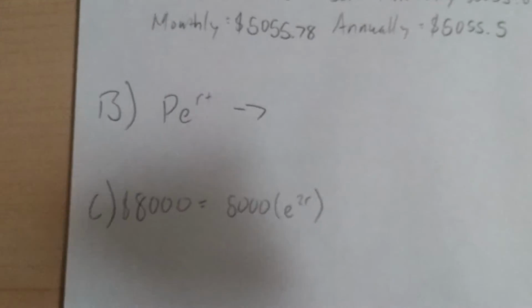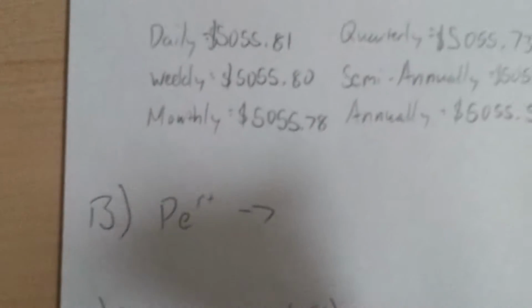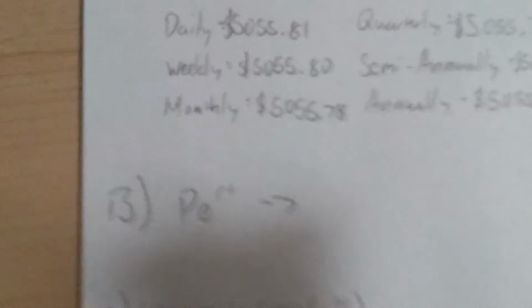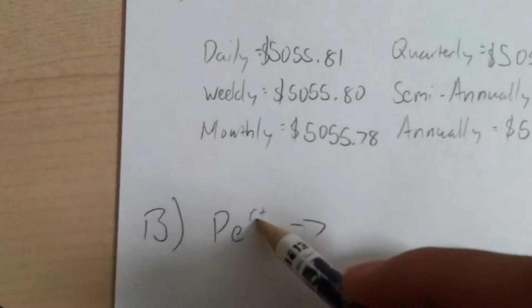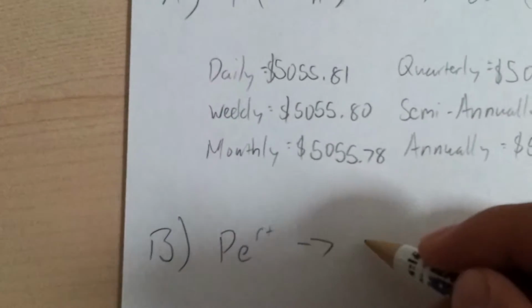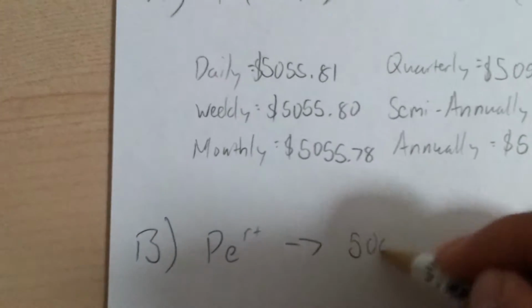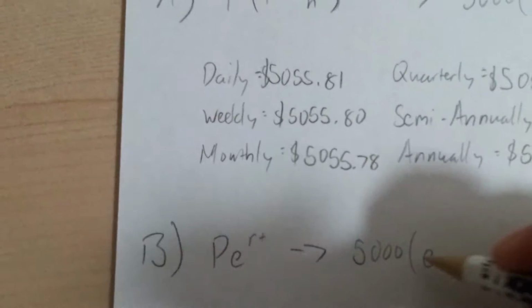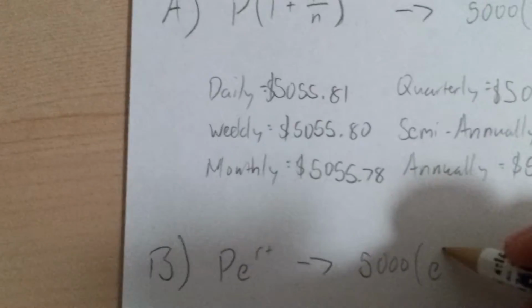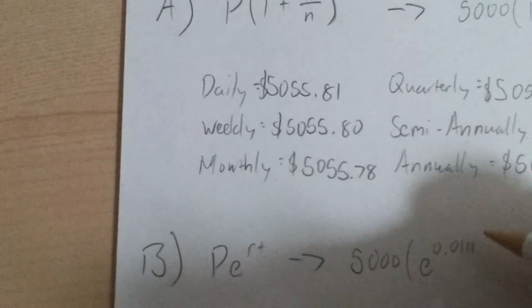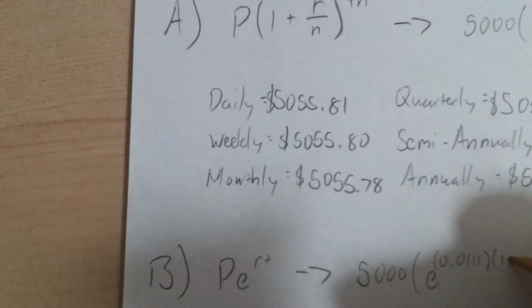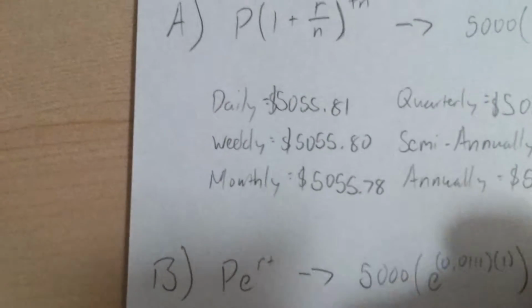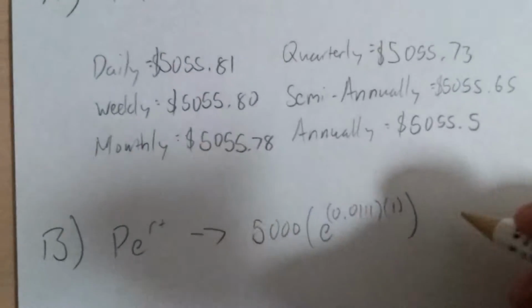Now for B, to find compound interest continuously, we can use this equation: principal times e to the rate times time. So we're going to plug in our values. 5,000 times e, and our rate was 0.0111, and our time was 1 year. So we're going to plug that into our calculator.